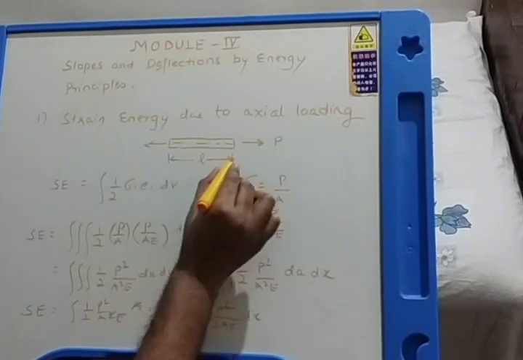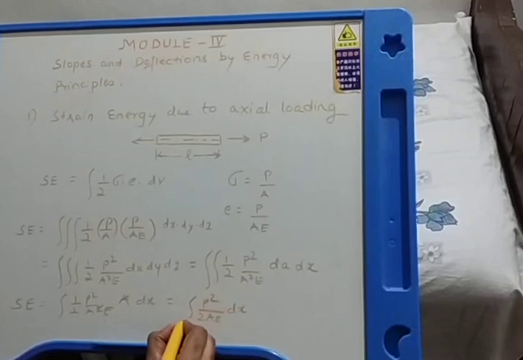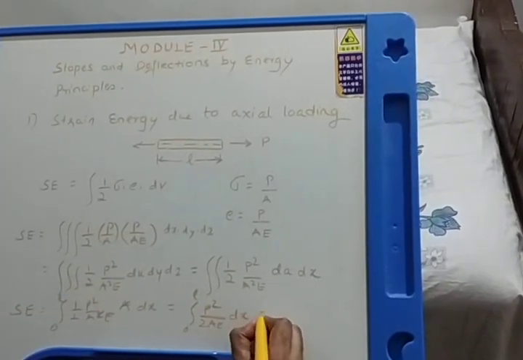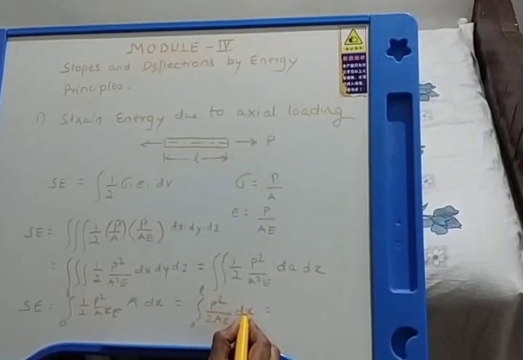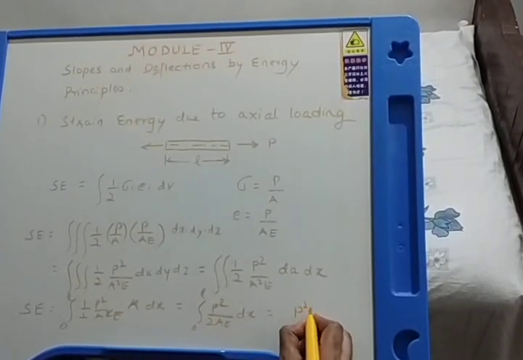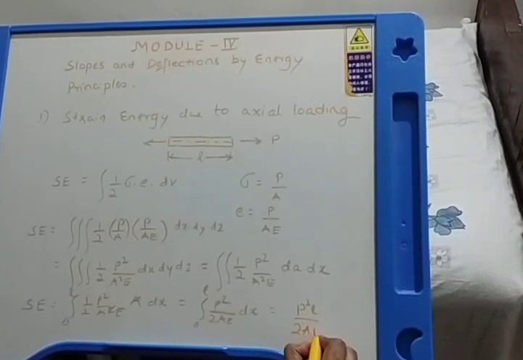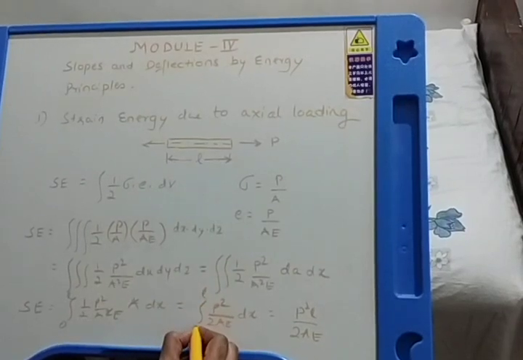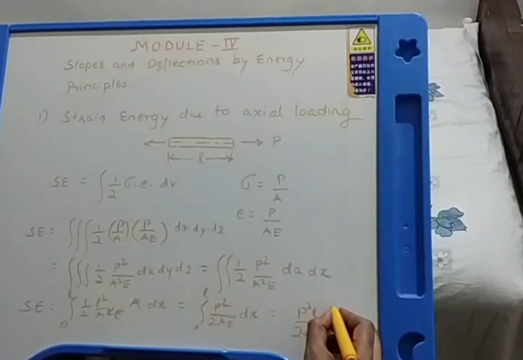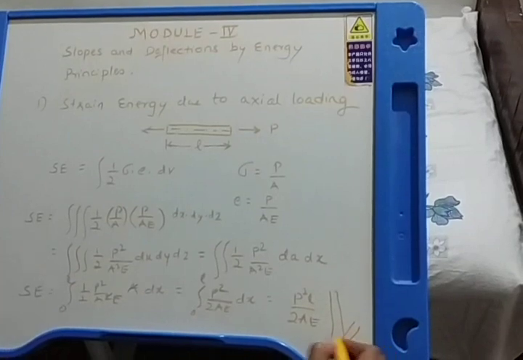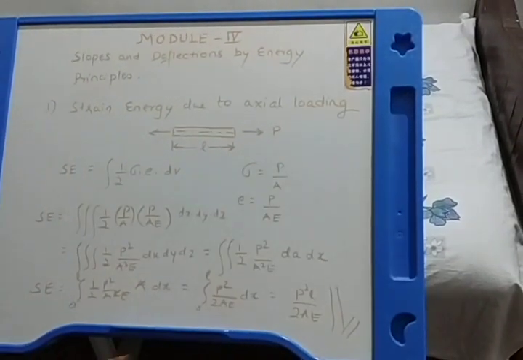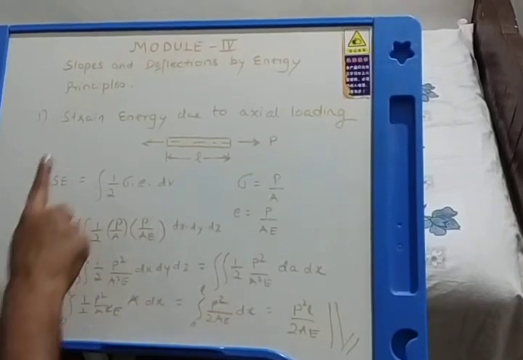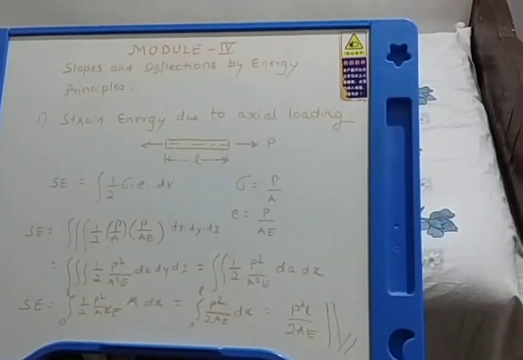Now if the length of the member is L, then you can integrate 0 to L. So if you integrate 0 to L, integration dx is x, so it becomes p square upon 2ae dx becomes x. X you substitute the limits, L, the lower limit is 0, so it becomes only p square L. So this is the expression for strain energy in axial loading, that is p square L upon 2ae. I hope you have understood how to find out the expression for strain energy due to axial loading.